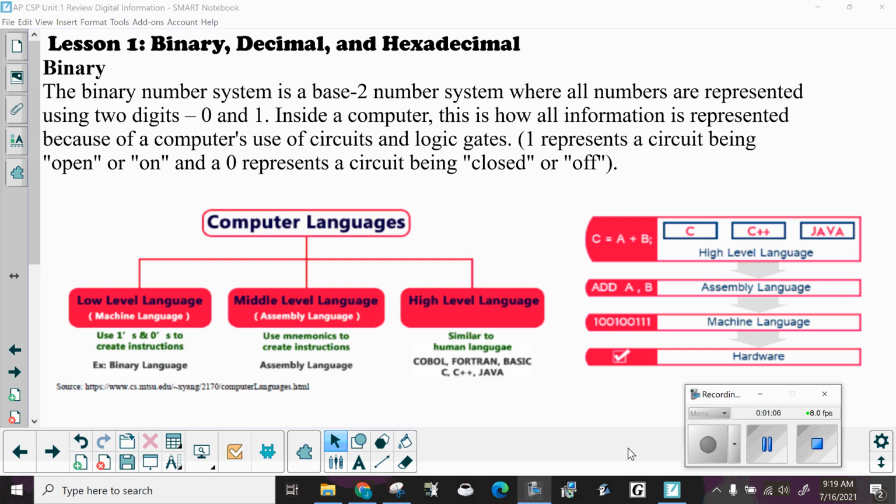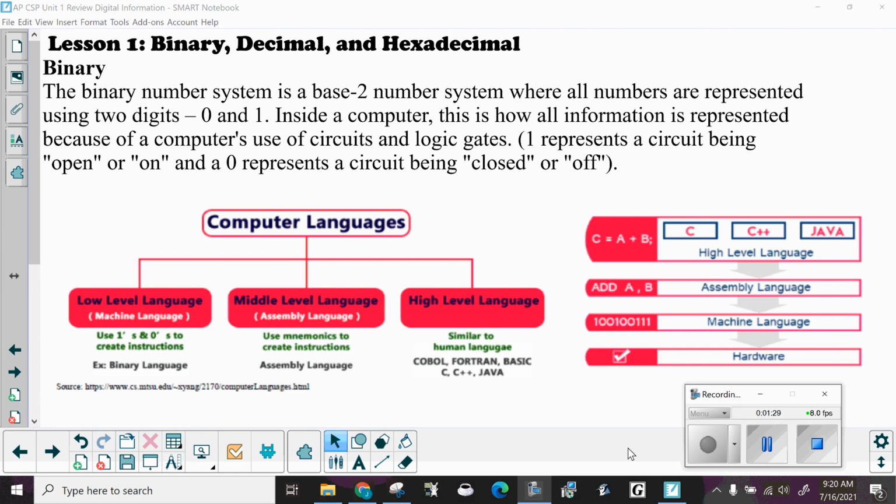Binary. The binary number system is a base 2 number system where all numbers are represented using 2 digits, 0 and 1. Inside a computer, this is how all information is represented because of a computer's use of circuits and logic gates. 1 represents a circuit being open or on, and a 0 represents a circuit being closed or off.